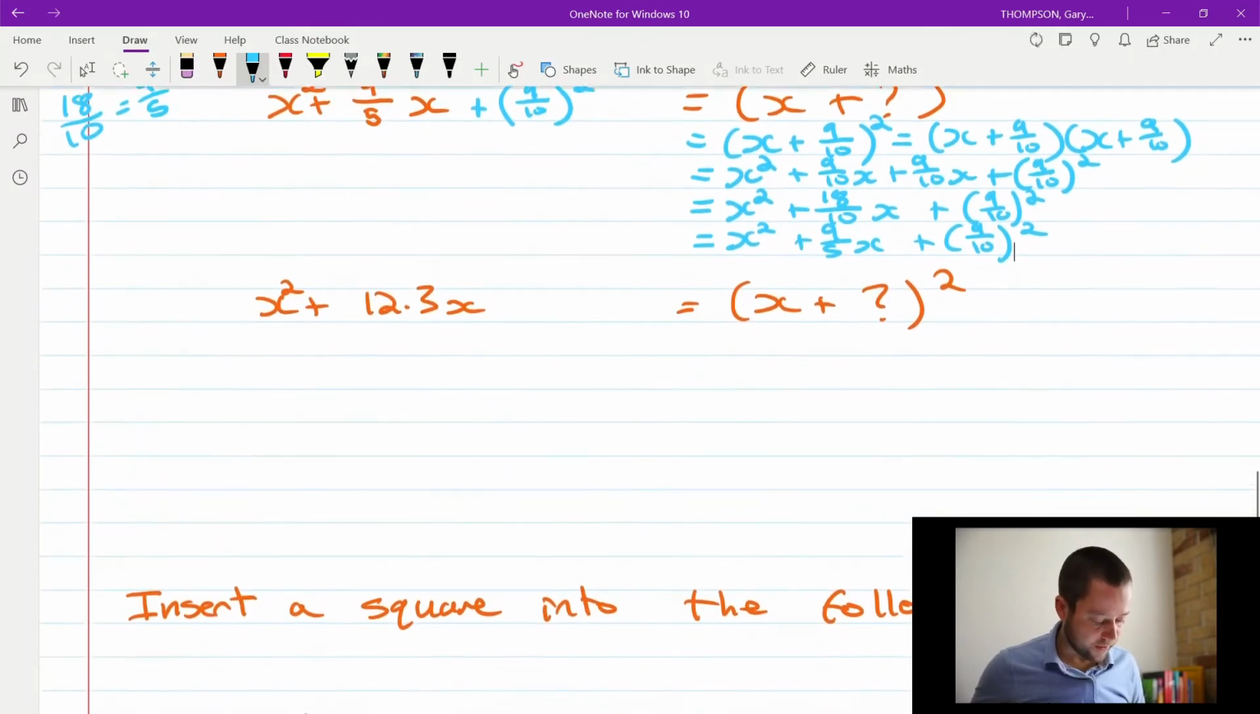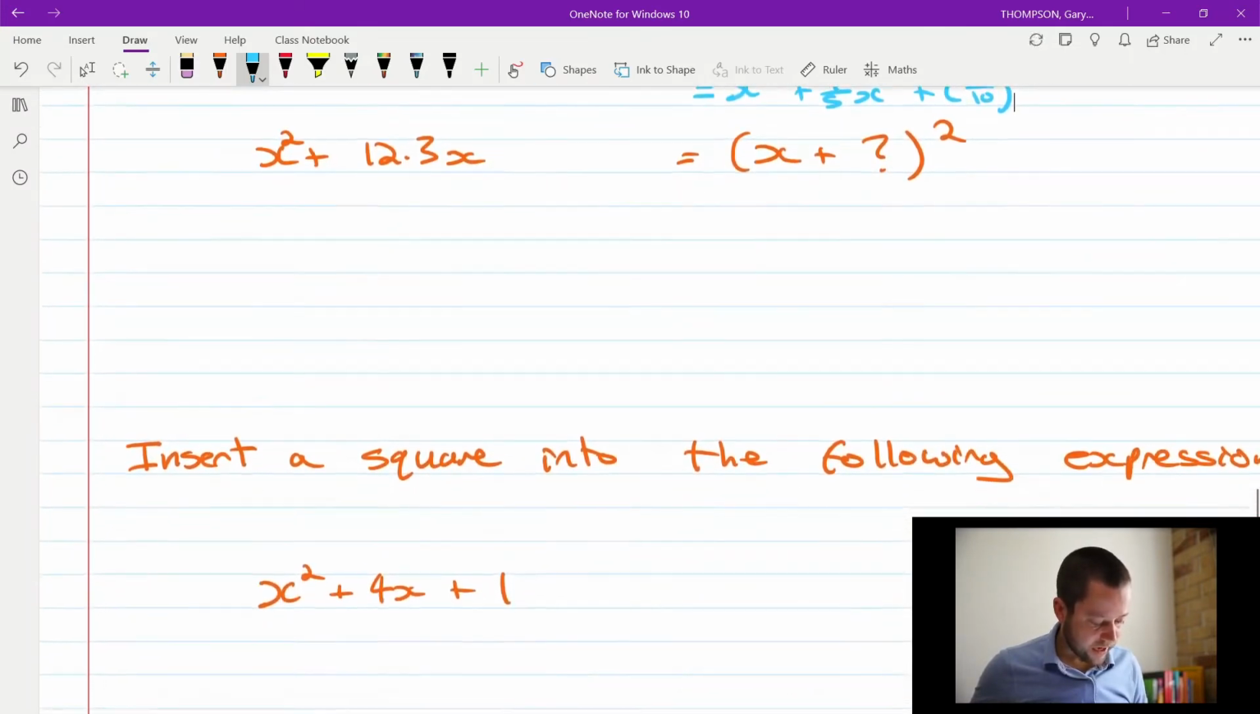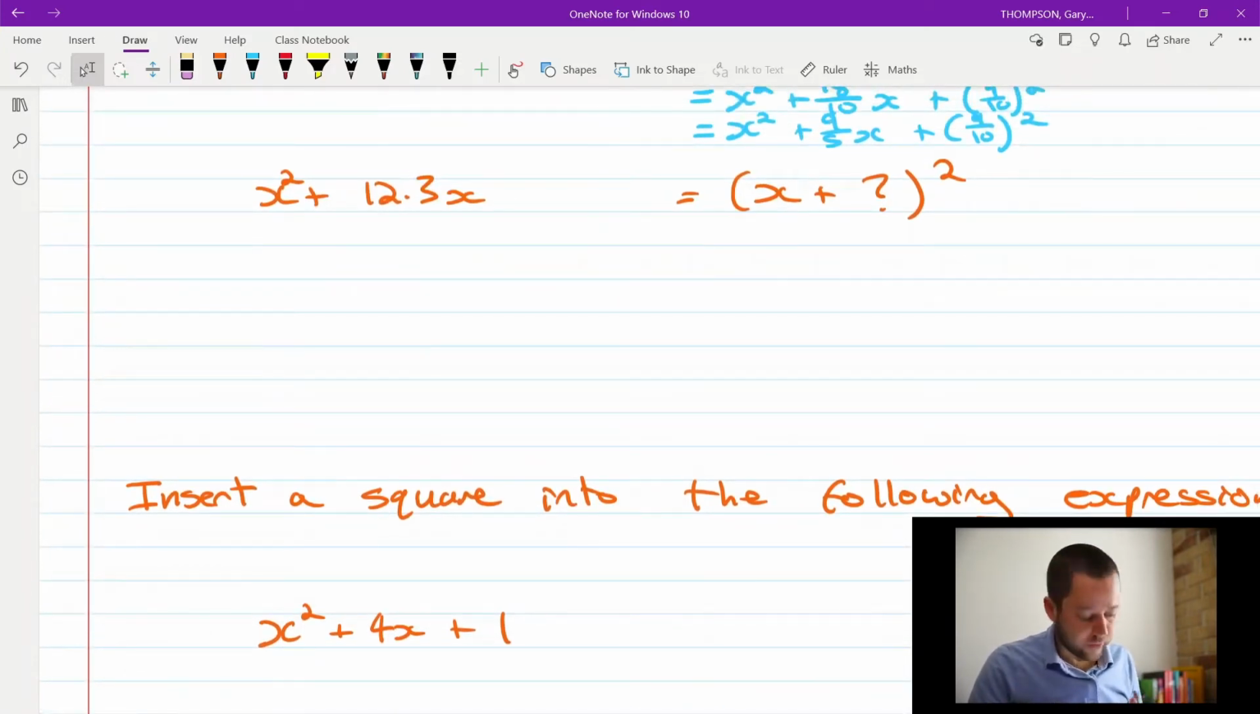I'm excited about that. Okay, last one is to complete this particular square, x squared plus 12.3x. Okay, you can pause the video now. Alright, I'm going to assume you're back. I'm going to go through this one a little bit quicker.